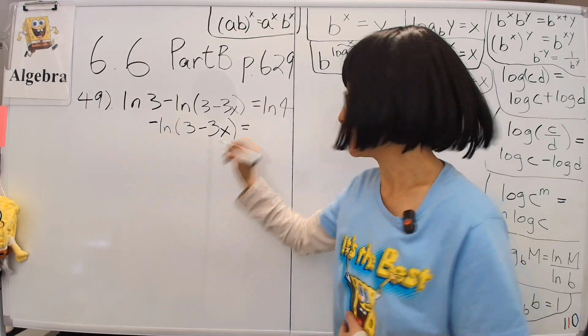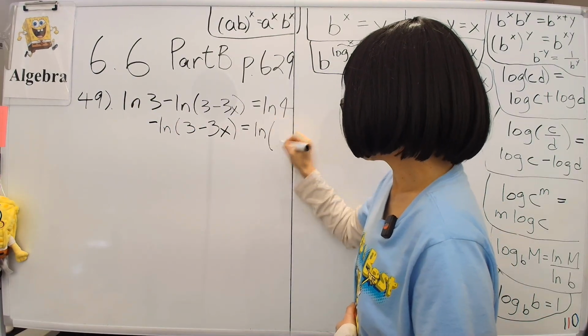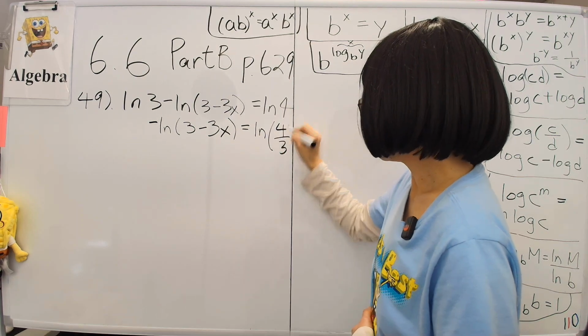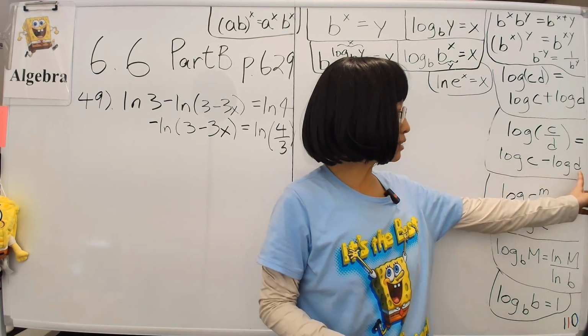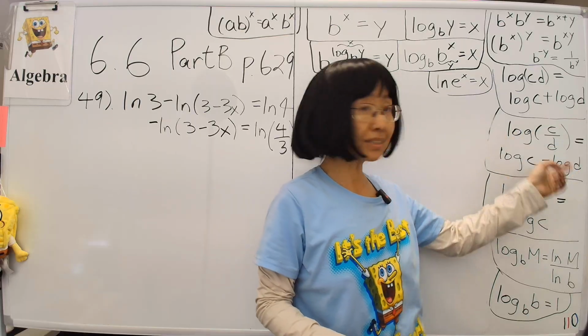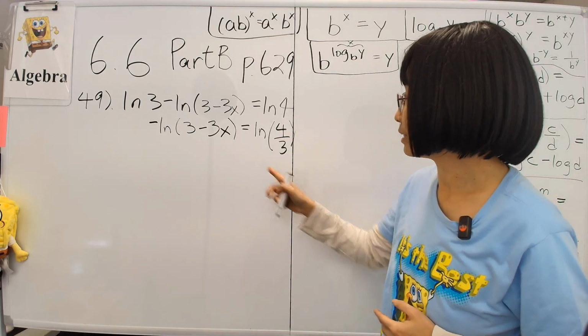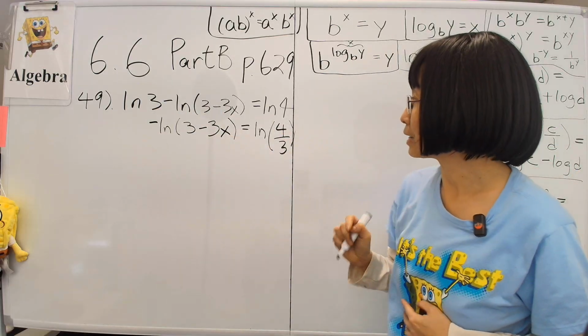Okay, and that is the same as 4 divided by 3 by the division rule. You see, if you have log of c minus log of d, that's the same as log of c over d. So that's what I have right here, because that over here will become a minus.